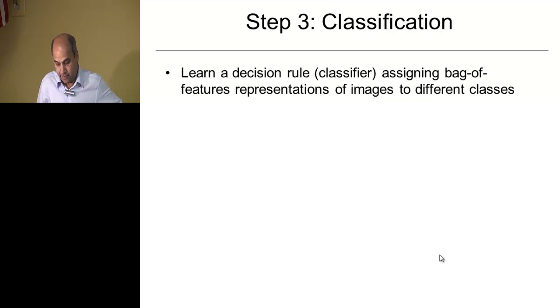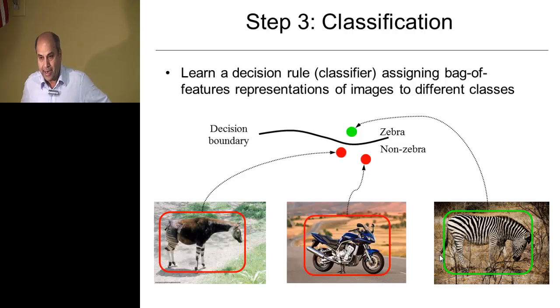So we want to come up with a decision rule which will assign the bag of features representation of an image to different classes, and this is again very intuitive. We have a zebra image like that, shown in green, and then we have these other images that are not zebra. We want to separate the positive examples from the negative. In this case, we want to classify a zebra. The green one is positive and the red ones are not.